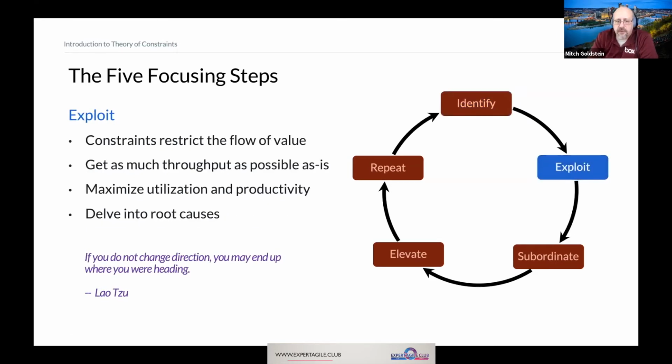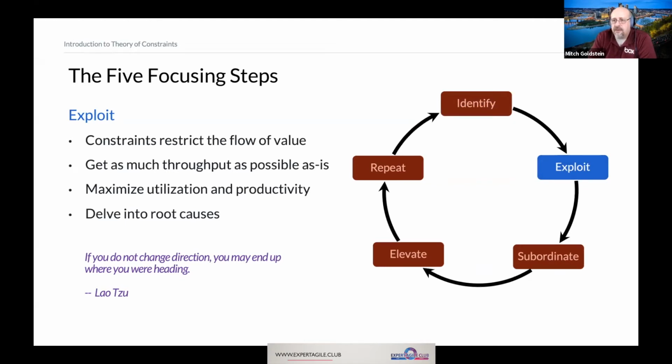The next thing we do is we have to exploit. And it may seem like a strange sort of negative word, but we continue to use it because it was Dr. Goldstein's word. But what he's saying is, in the sense of exploit means, is that because constraints restrict the flow of value, we exploit it by pushing as much value through the constraint as is without changing it. We maximize our utilization of productivity as much as we can.